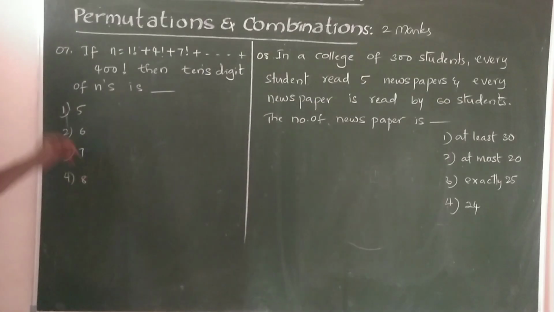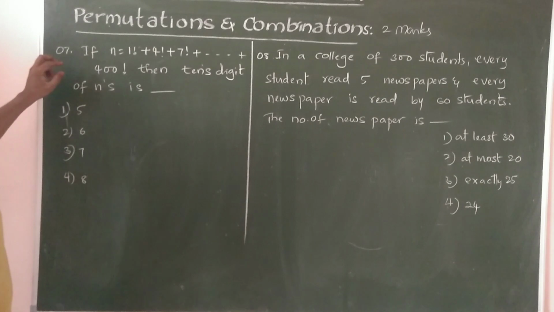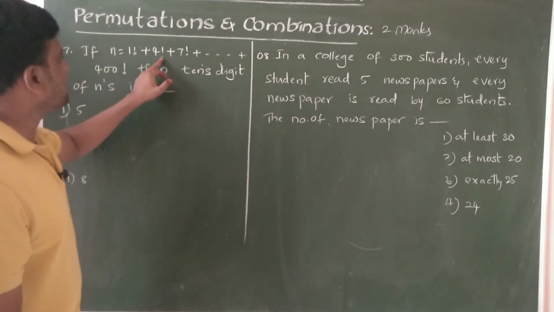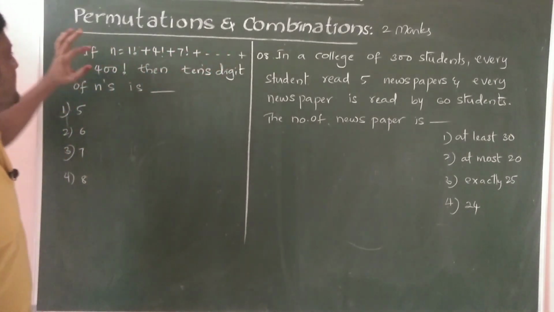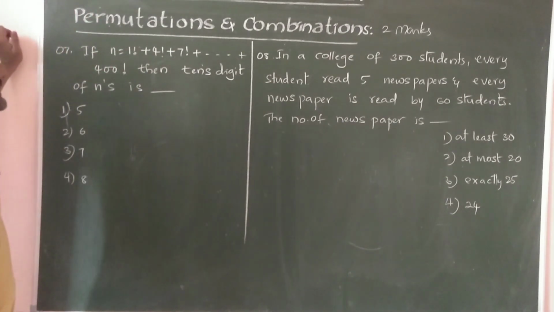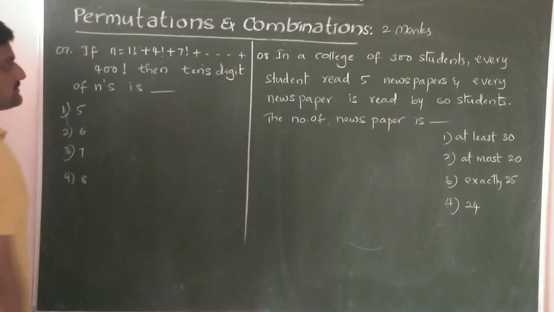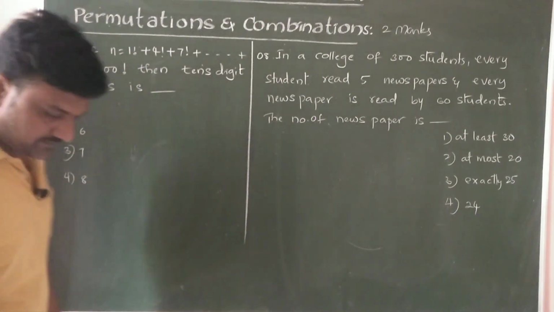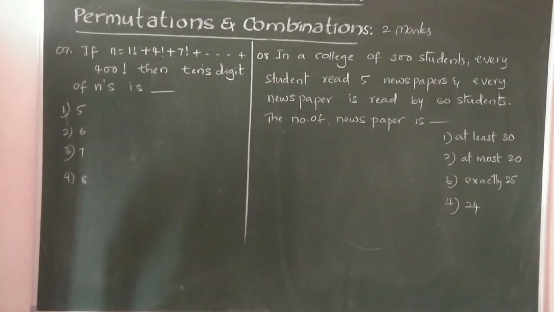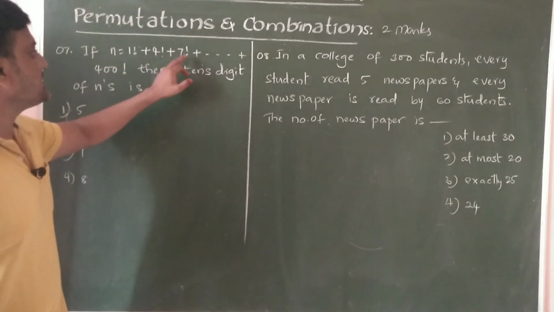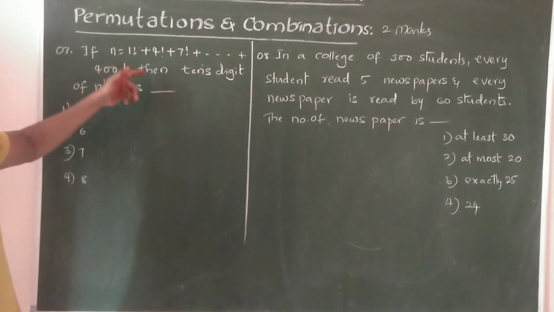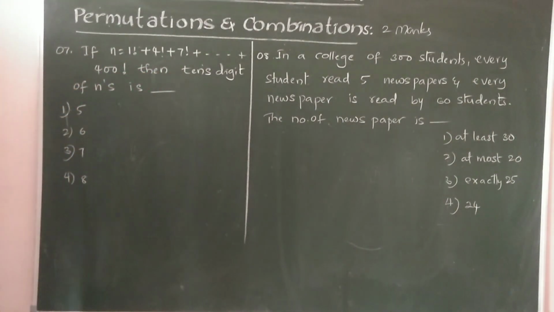Okay. Here if n equals 1 factorial plus 4 factorial plus 7 factorial plus so on up to 400 factorial, then the tens digit of n is 5, 6, 7, 8.